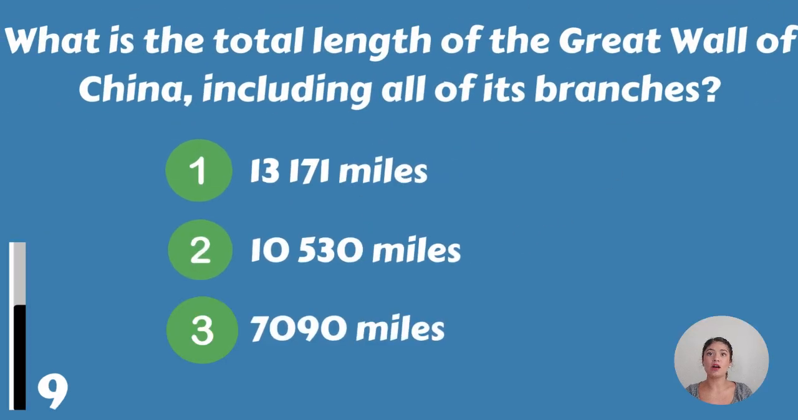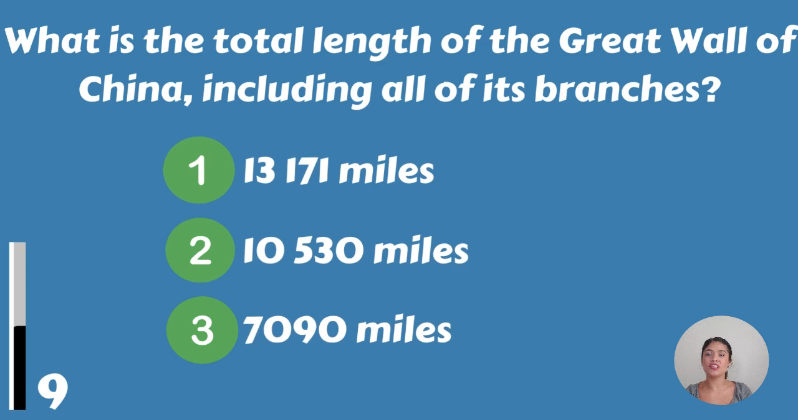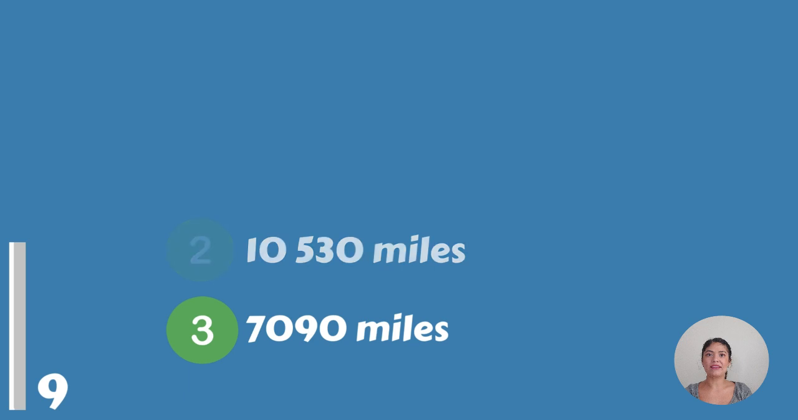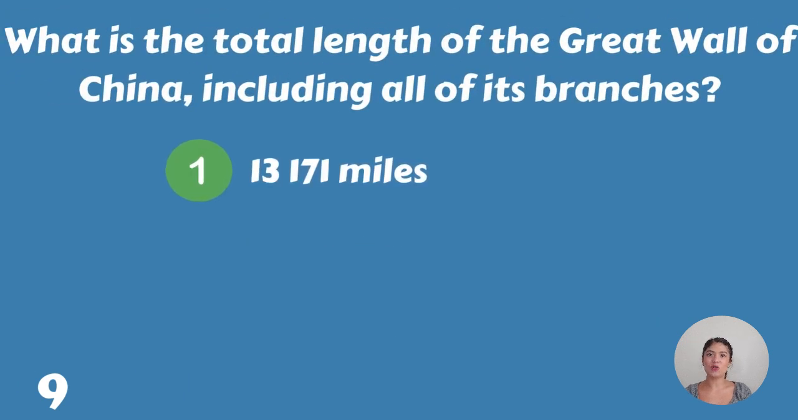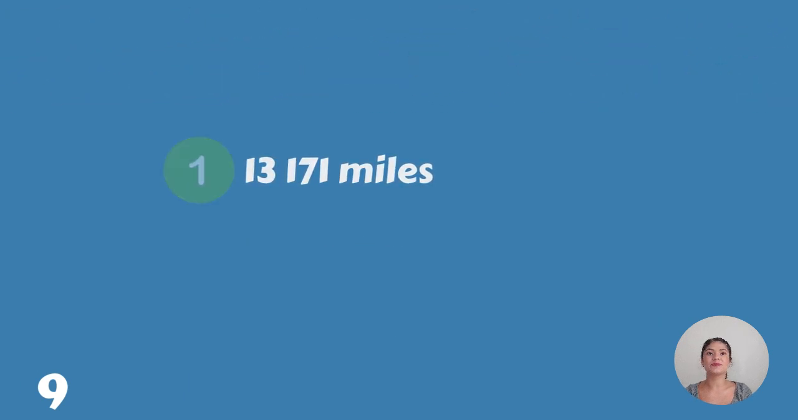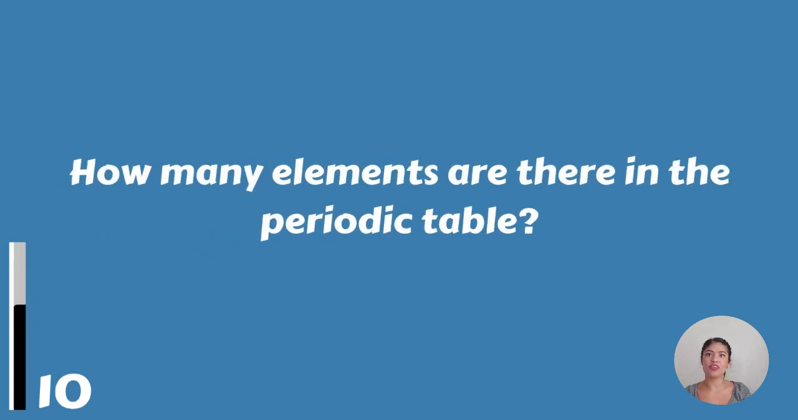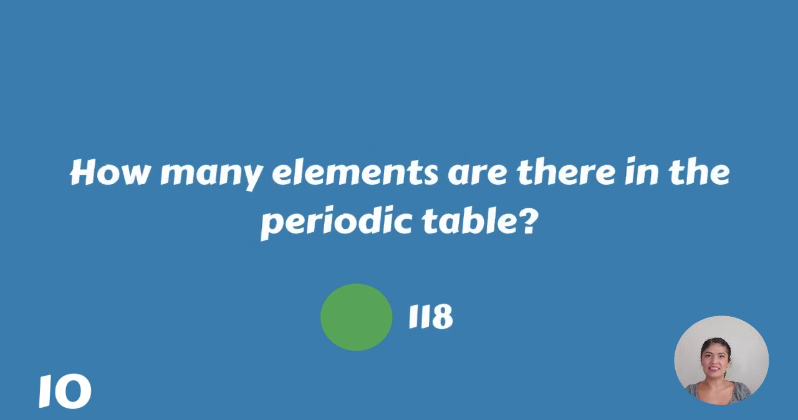What is the total length of the Great Wall of China, including all of its branches? 13,171 miles, 10,530 miles, 7,090 miles. 13,171 miles. How many elements are there in the periodic table? 118.